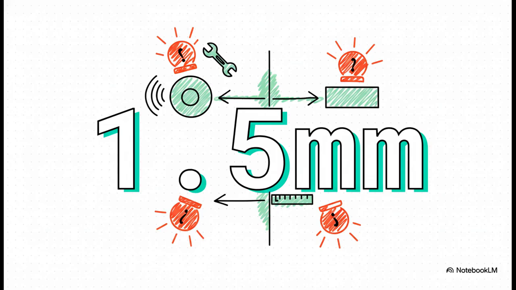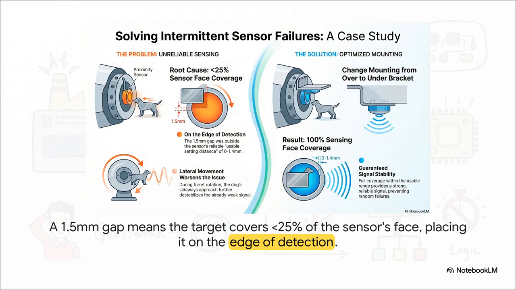And here it is. Here's our smoking gun. When we actually get the feeler gauge out and measure the gap between the sensor and the dog on this machine, what do we find? 1.5 millimeters. We are just 1/10 of a millimeter outside the specified range. It sounds like nothing, right? But in the world of sensors, that's a canyon. It's a massive problem.